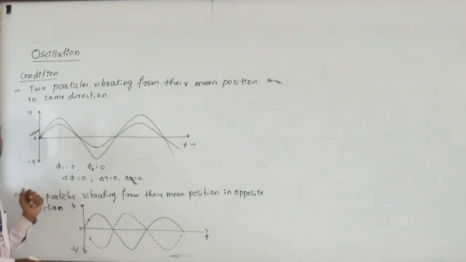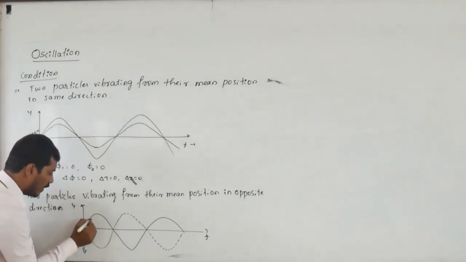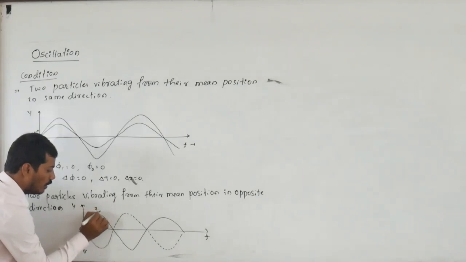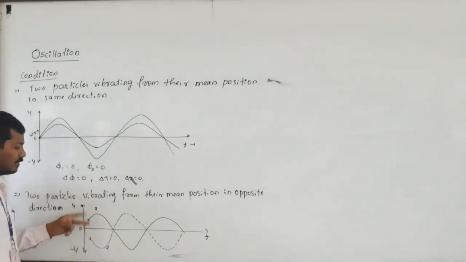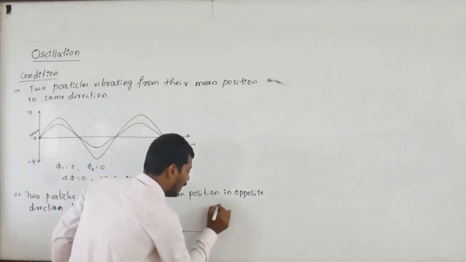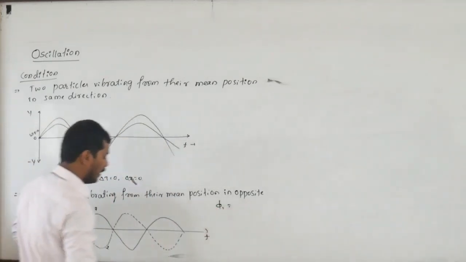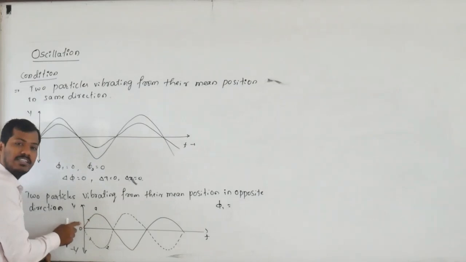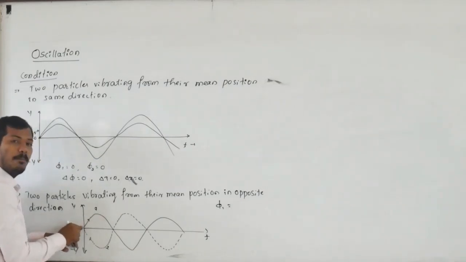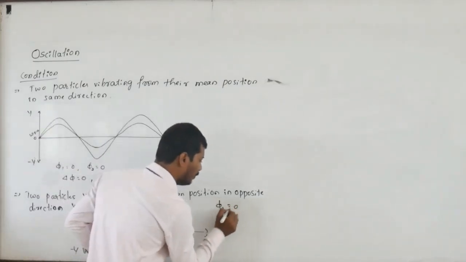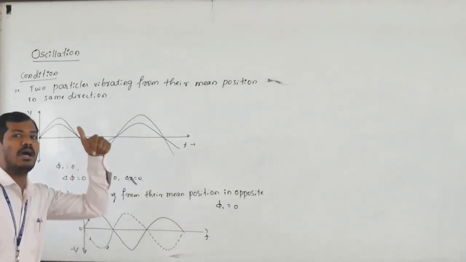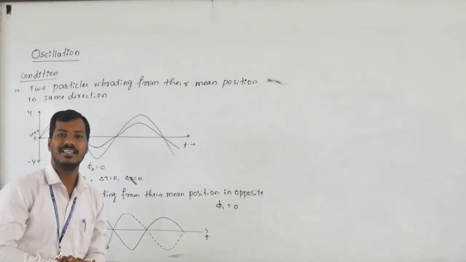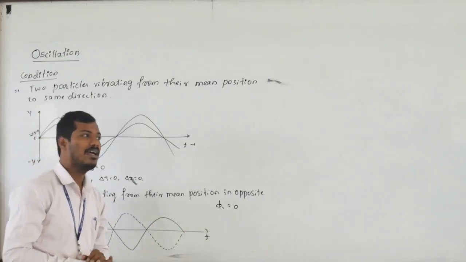If these two are anti-parallel to each other, consider this is the first particle and this is the second particle. What is the phase difference between those two? The phase of the first particle, which is moving in the positive direction, is 0. But the other one is moving in the opposite direction, which means it has the opposite phase now.